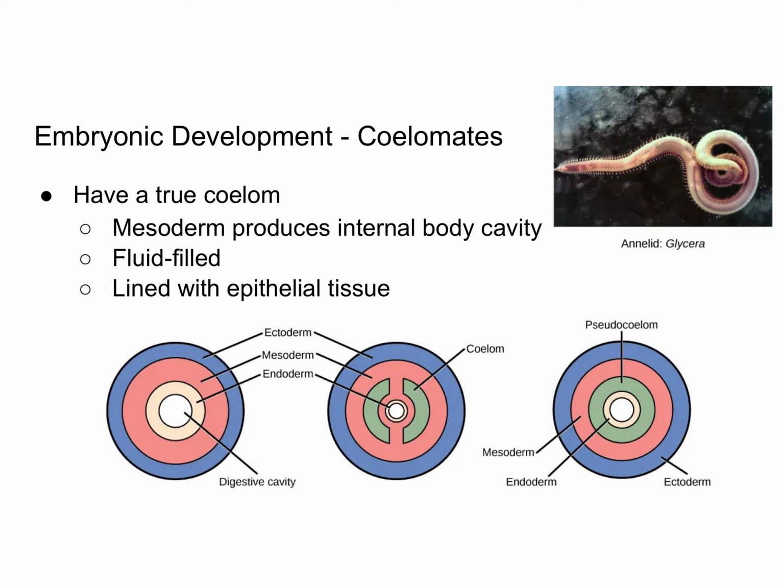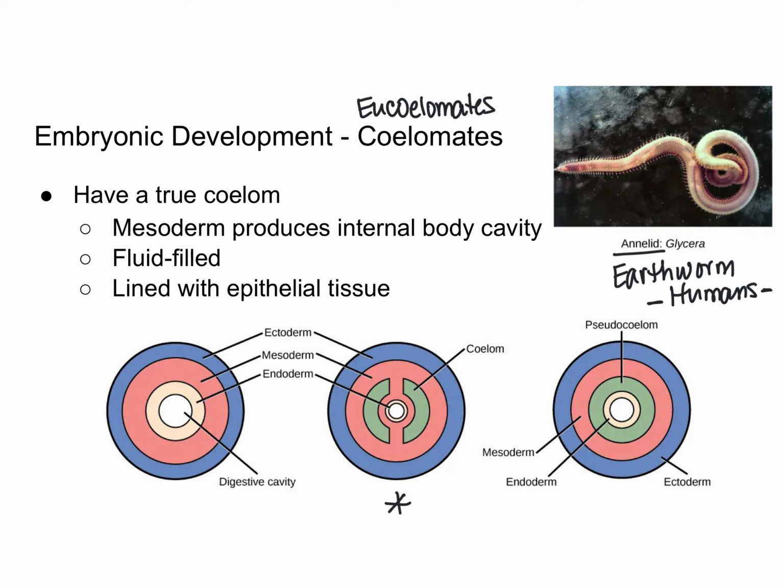The coelomates, which are also called eucoelomates, have a true coelom. And an example, here I've got this annelid, which would be like an earthworm. That's one example. But as humans, we also fit into this category here, and that's being shown in this picture here.